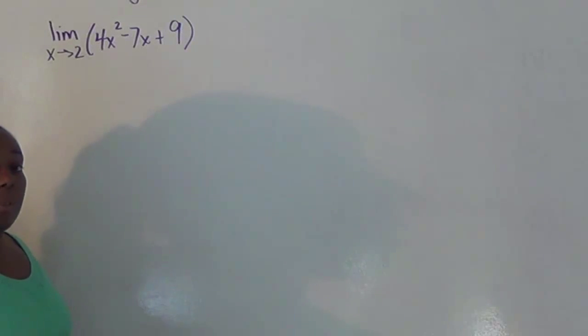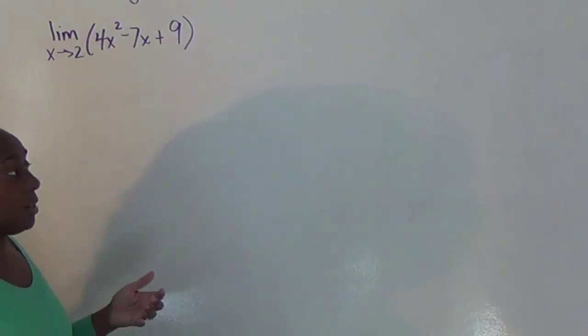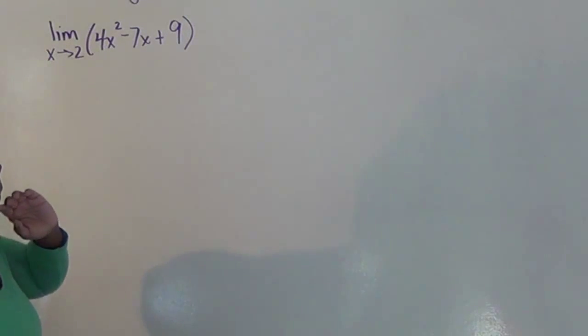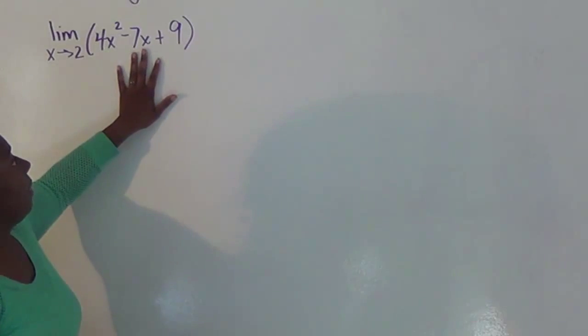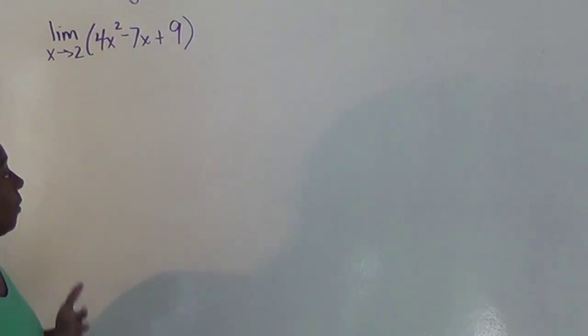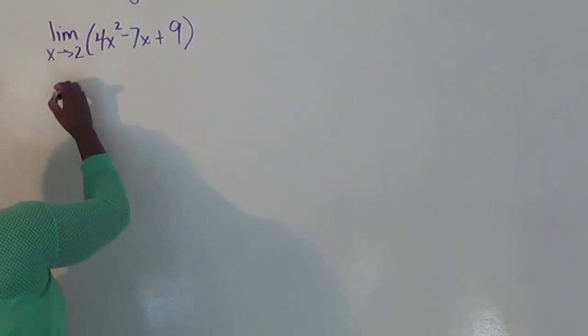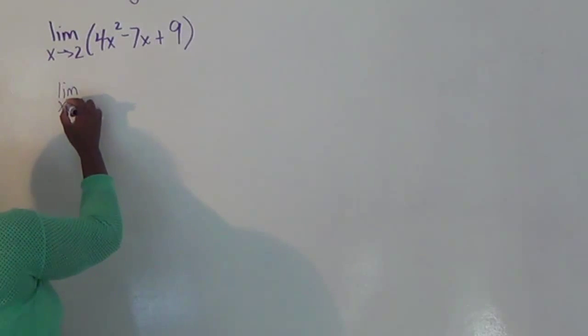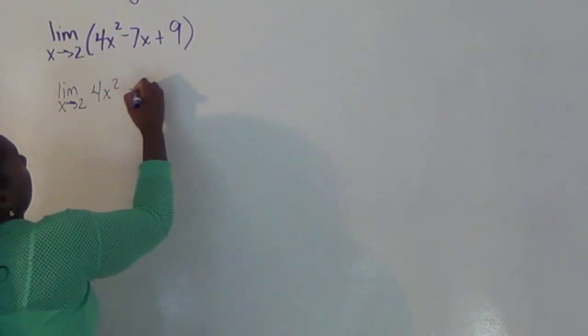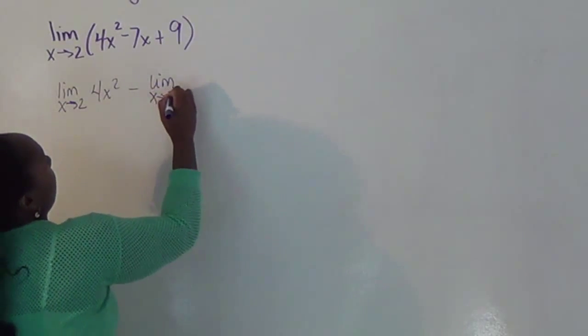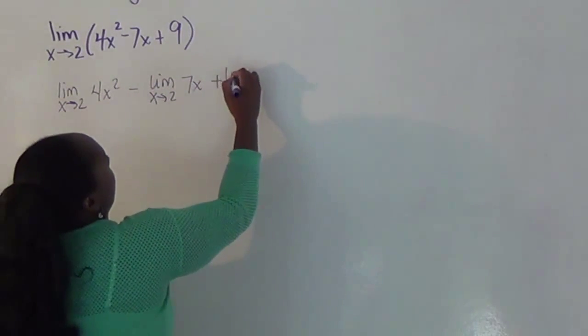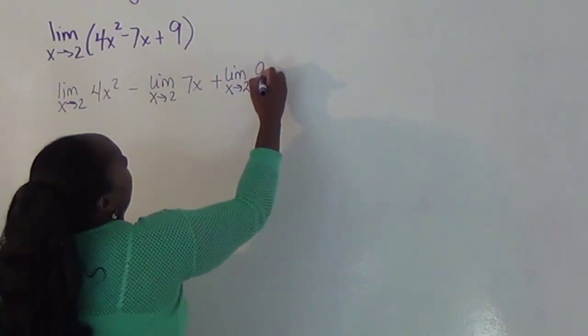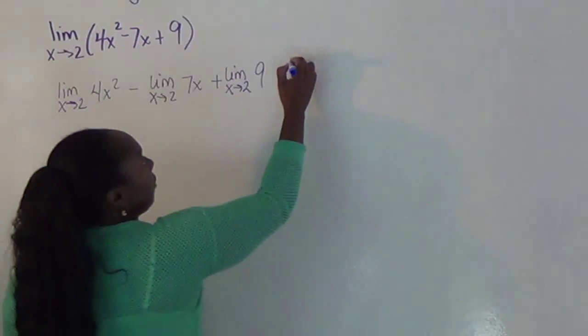So now let's use those limit laws to actually evaluate some limits. We'll start with the limit as x goes to 2 of 4x squared minus 7x plus 9. Okay, and so the first thing we can do, from our very first limit laws, is separate this into sums and differences of limits. So here I can say this is the limit as x approaches 2 of 4x squared minus the limit as x approaches 2 of 7x plus the limit as x approaches 2 of 9. And this again comes from our first and second properties.